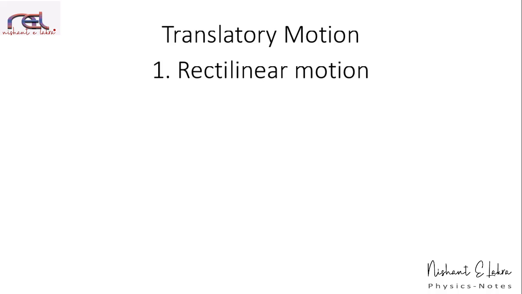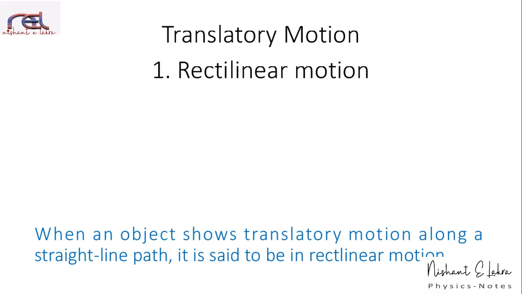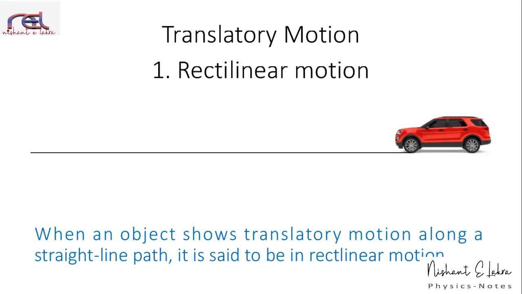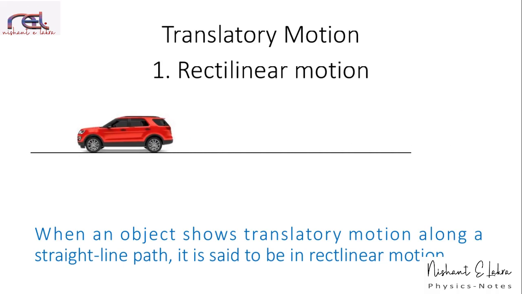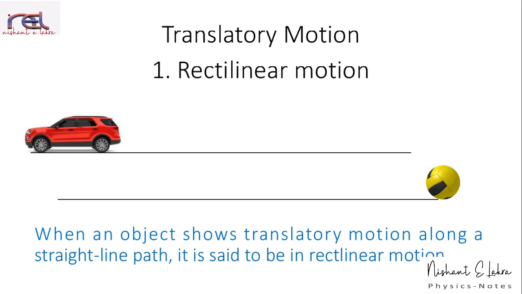Let's see the first one, rectilinear motion. Now when an object shows translatory motion along a straight line path, it is said to be in rectilinear motion. Like you can see a vehicle moving along a straight line path, or a ball rolling along a straight line path. This type of motion is rectilinear motion.